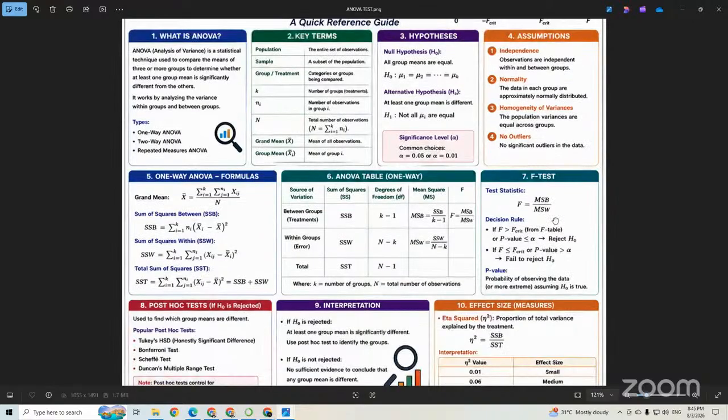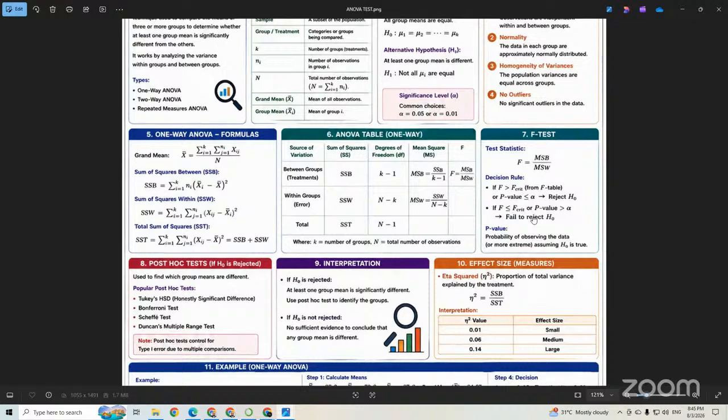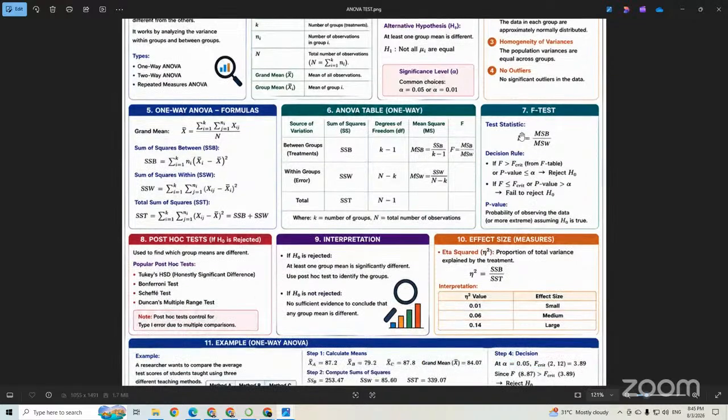in this case we are using the F statistic. This is the formula, and this is the decision rule: if F is greater than F critical. But if you compare with the help of the p-value, this is somewhat critical, but the p-value helps you decide whether to reject or not. Okay, so the p-value is there.